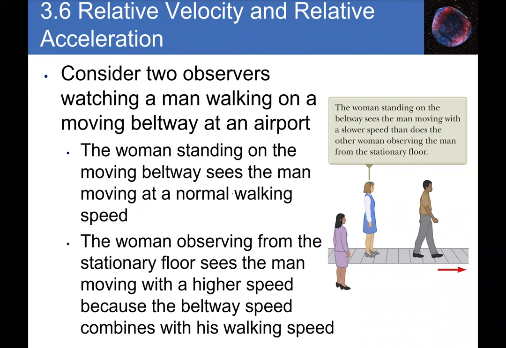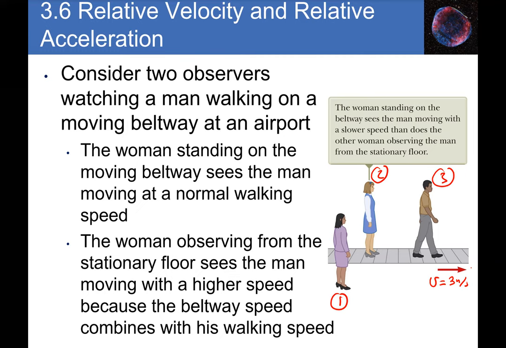The woman standing on the moving beltway sees the man moving at a normal walking speed. So let's say, I'm going to say this is 1, this is 2, this is 3, person 1, 2, and 3, right? And let's say the beltway is moving at the speed of 3 meters per second, for example.